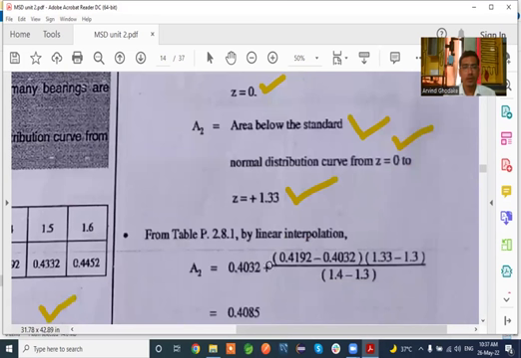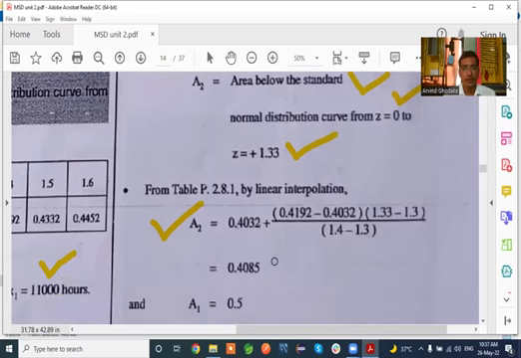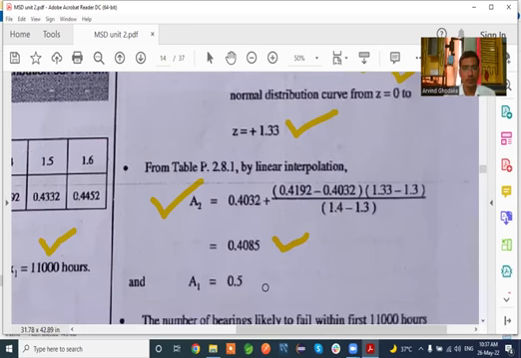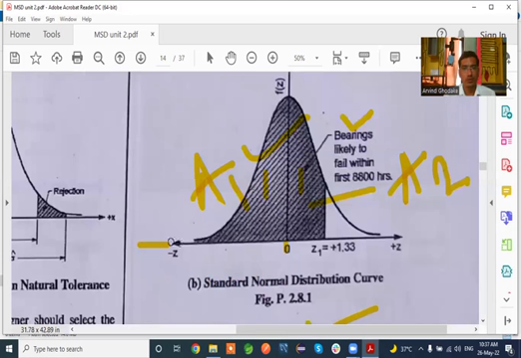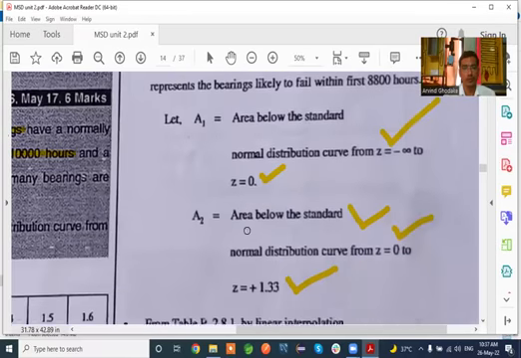From the table, by linear interpolation using the standard formula, the area A2 from Z equal to 0 to Z equal to plus 1.33 is 0.4058. And A1 is equal to 0.5, as the total area below the standard normal distribution curve is 1, so half of the area will be equal to 0.5.